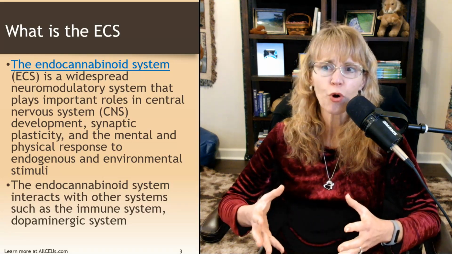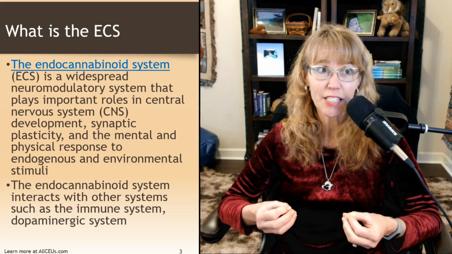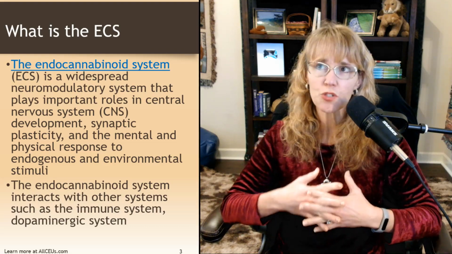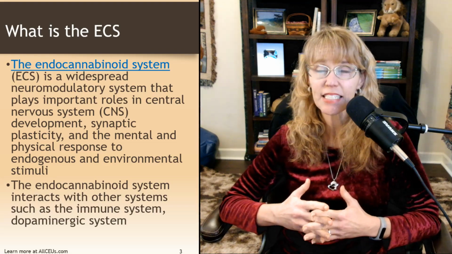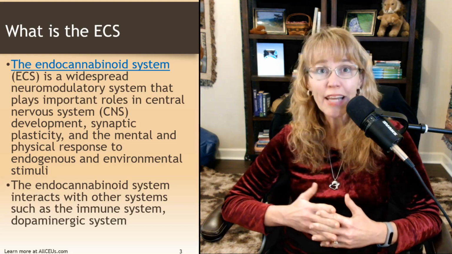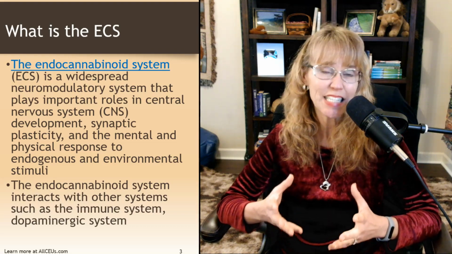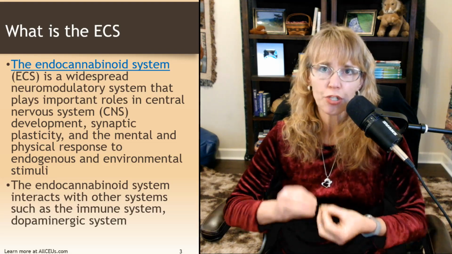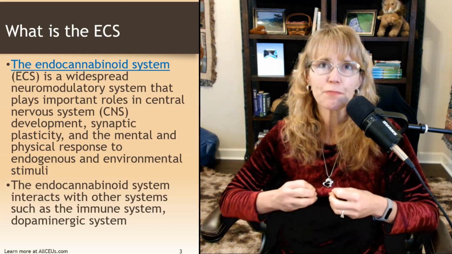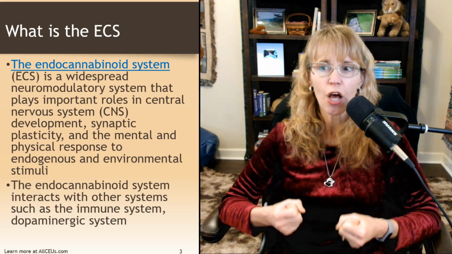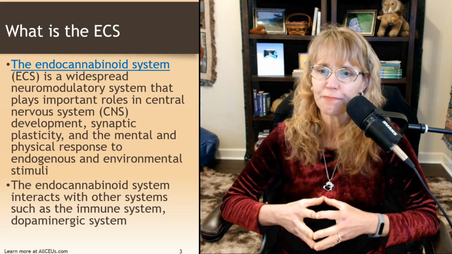It plays an important role in central nervous system development. The endocannabinoid system interacts and dovetails with pretty much every other system of the body, and it acts in most cases to help regulate those systems. It's involved in synaptic plasticity. What that means is your nervous system communicates through synapses, and synaptic plasticity helps strengthen those synapses and makes them more responsive to the environment.